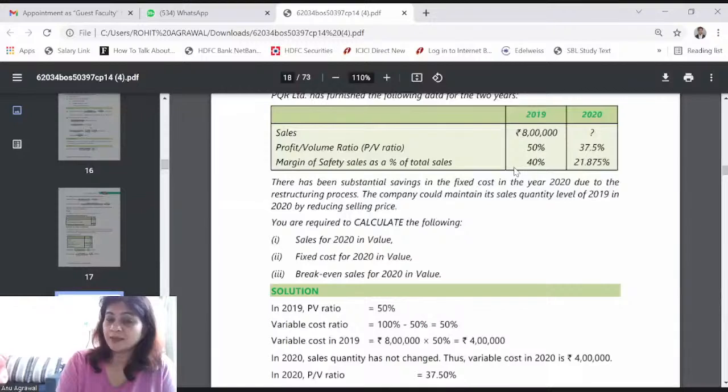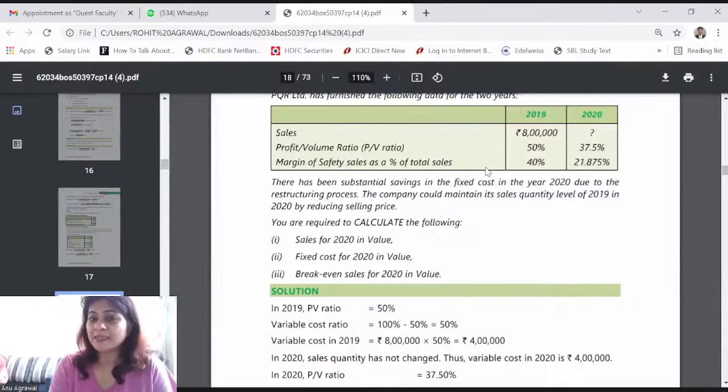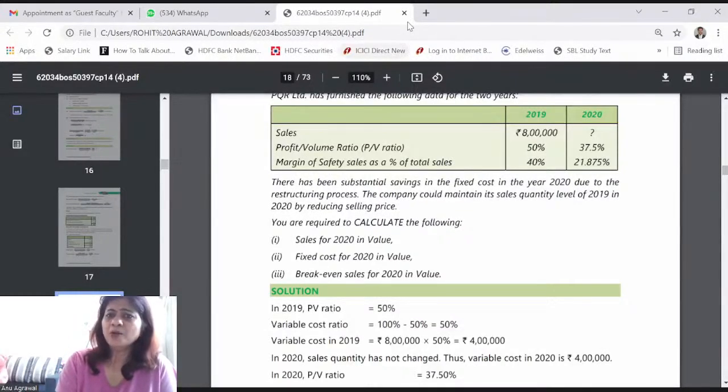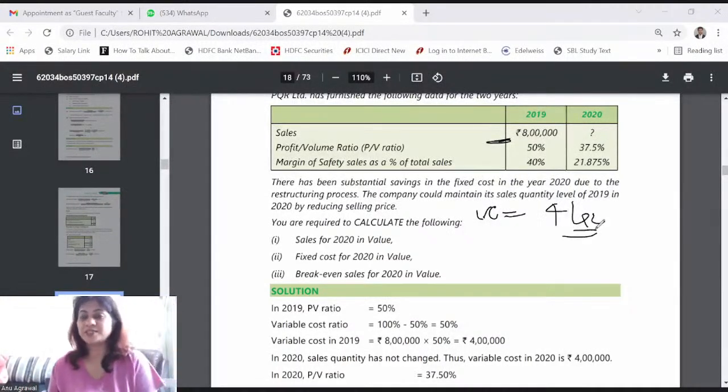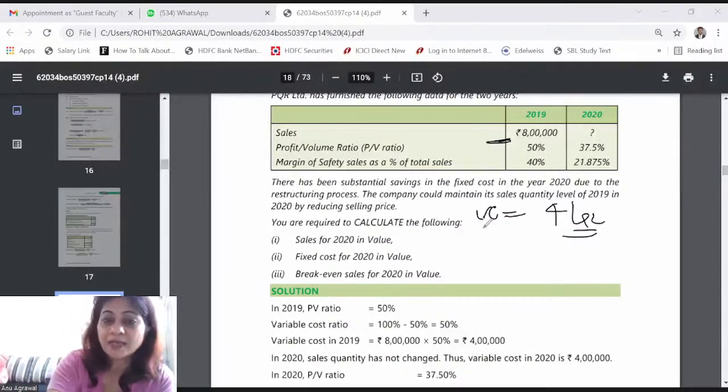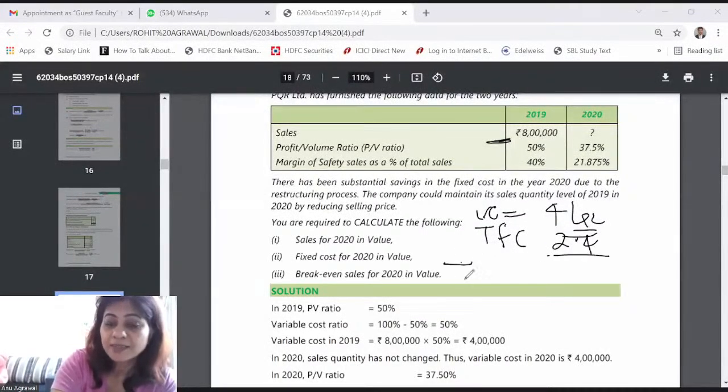It's 2,40,000. I hope you guys can use a little bit of your mathematics skills and not look at how ICAI has done. If quantity is same, then variable cost will also remain same, because variable cost changes with quantity. That means in 2020 also, my variable cost will be 4 lakh. I know my total fixed cost is 2,40,000. That means my total cost of producing goods in 2020 is 6.4 lakhs.